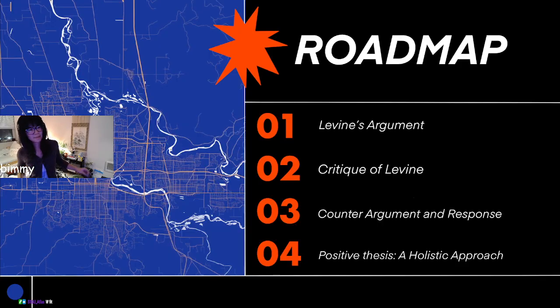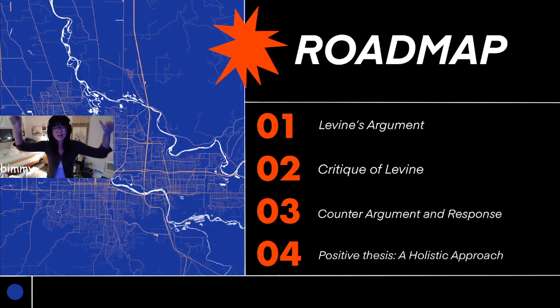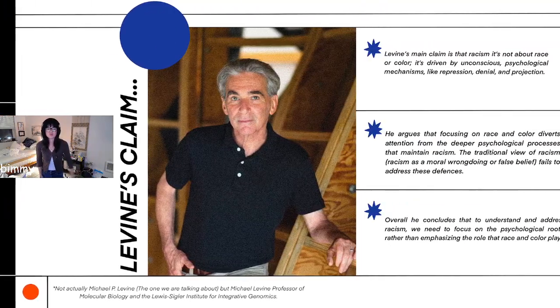Here's a little roadmap of what we will be looking through. A pretty brief look at how my paper is laid out. Levine's argument, critique of Levine, aka my negative thesis, counter argument and a response, and a positive thesis, a holistic approach.